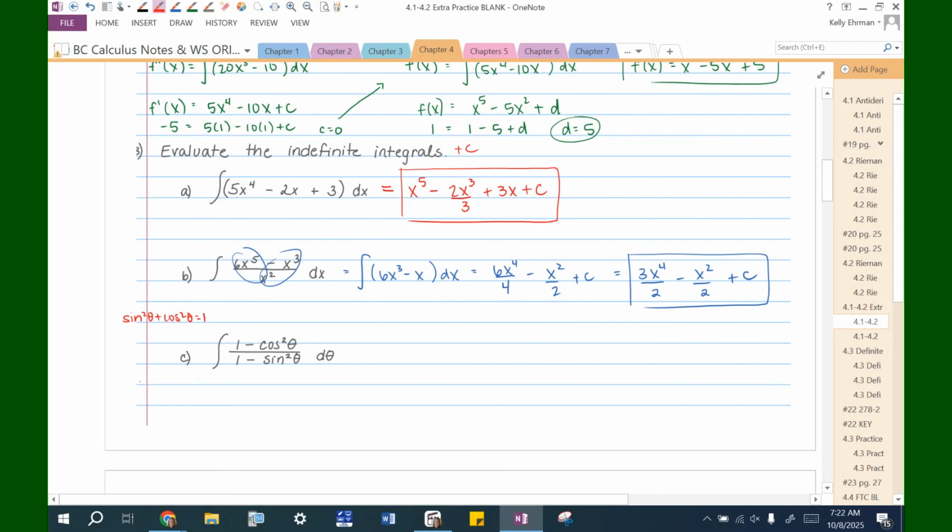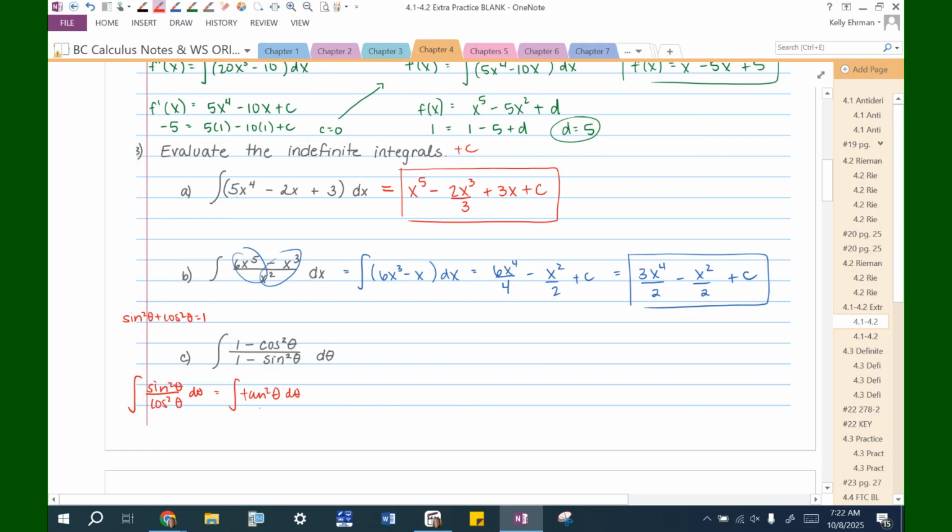But you do have to be careful, because 1 minus cosine squared is sine squared, and 1 minus sine squared is cosine squared. This seems like you're kind of on the right track, right? This is tangent squared. But remember, we don't have a rule for how to integrate tangent squared.